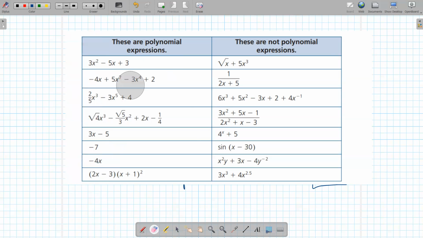Now let's contrast this with the guys on the right side here. You have root x. What is the power of this x here? 0. Root, what does root mean? If you write it in exponential form, right? What does root mean? It's to the power of what?